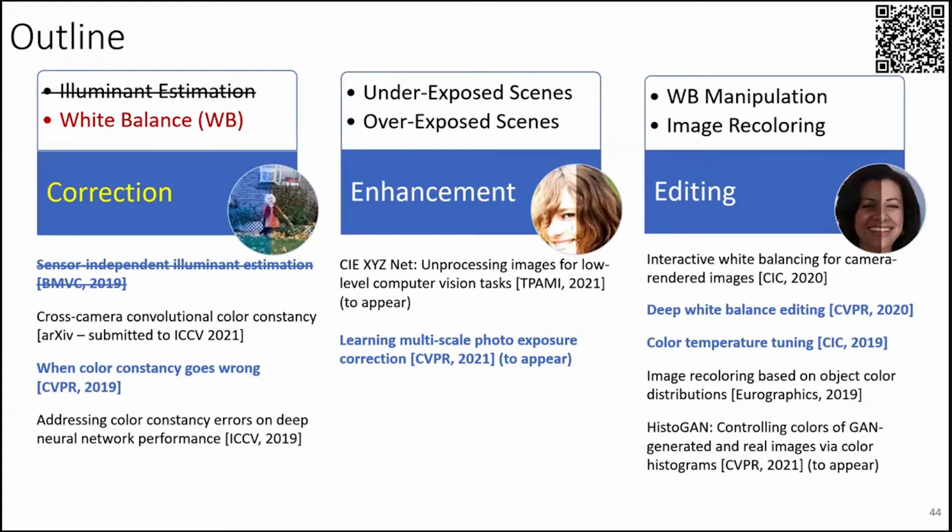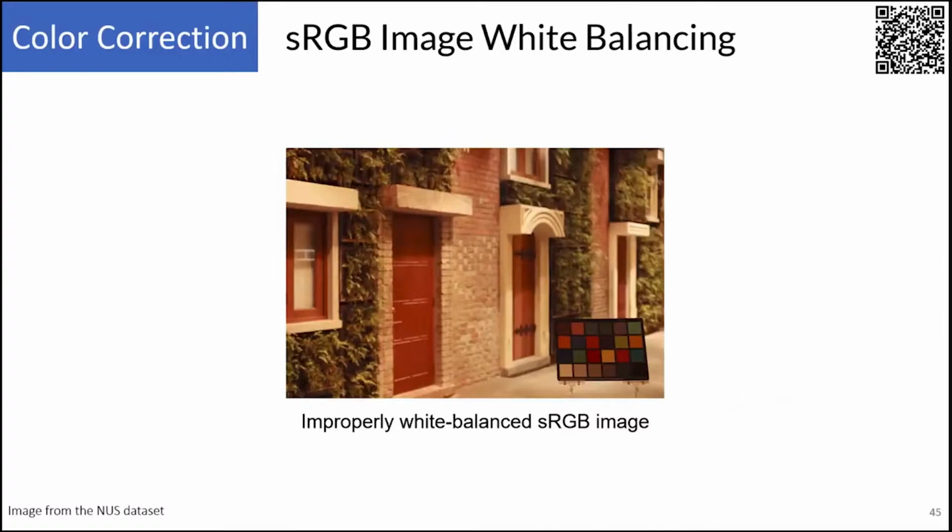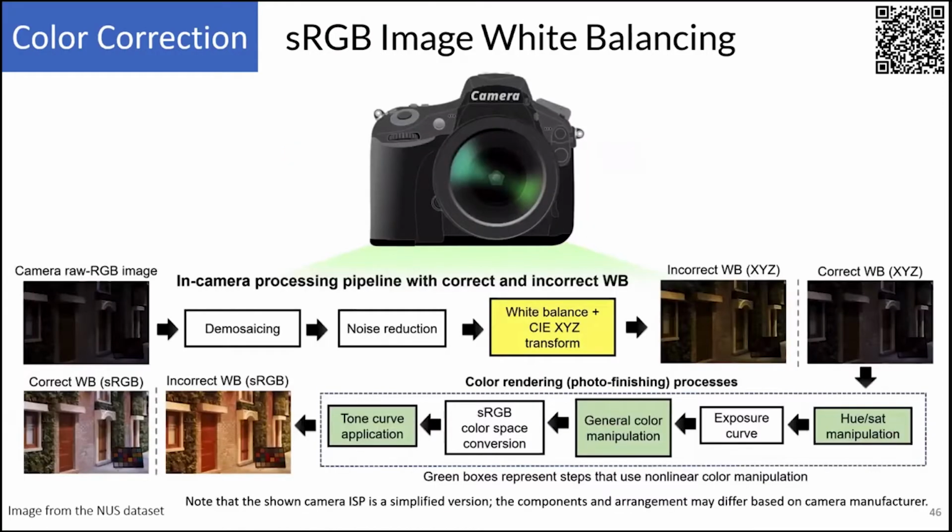So now I will discuss image white balancing in sRGB space. And in particular, we are interested in fixing colors for improperly white-balanced sRGB images. So recall that white balance is applied early in the camera pipeline and followed by these nonlinear steps, under what we call photo finishing processes, to get the final sRGB image.